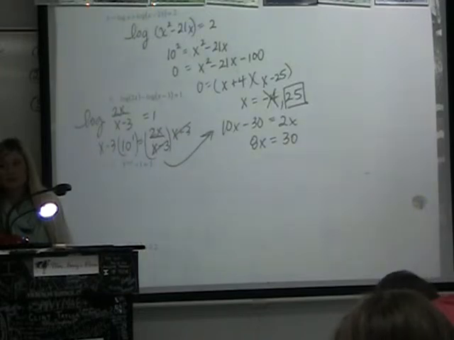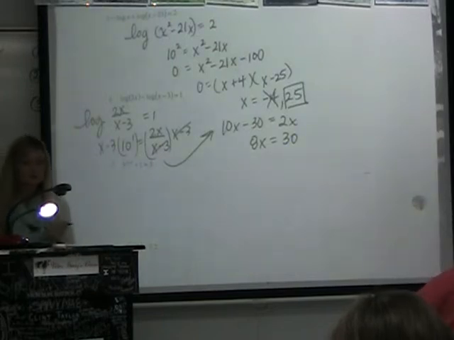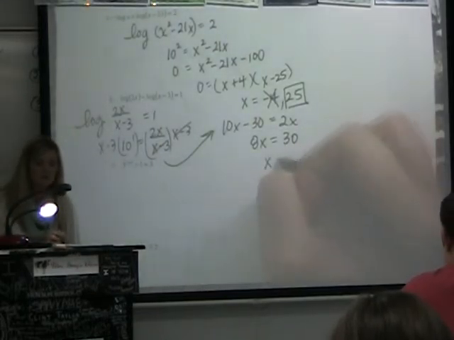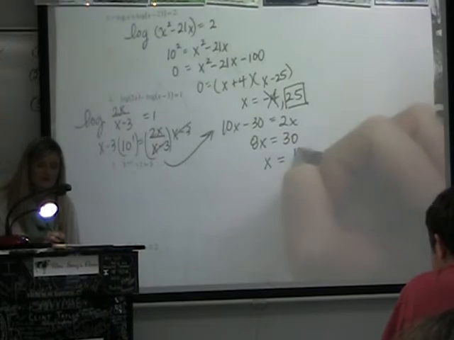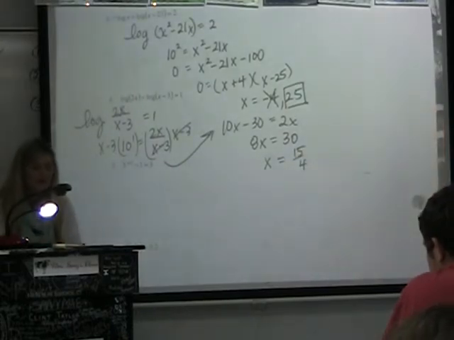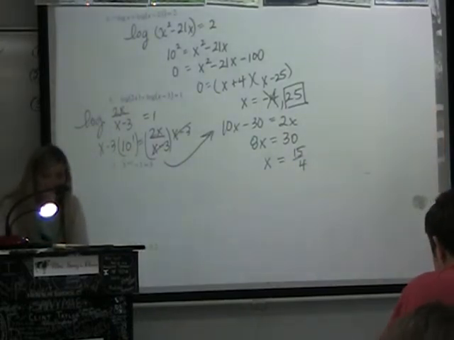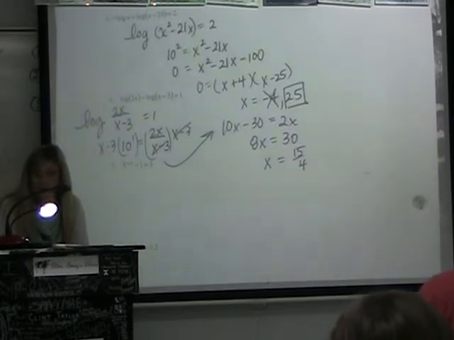Everybody okay? Questions? So x equals what? 15 fourths. 15 fourths, okay. Is that extraneous? Possibly. 2 times 15 fourths is okay, it's still positive. What about 15 fourths minus 3? It's going to be positive still, isn't it? So it's okay.